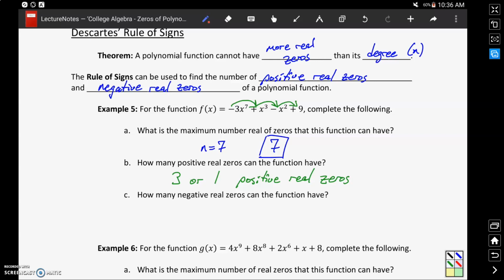To apply the rule of signs to tell us about the negative real zeros in part C, we need to start off by evaluating f of negative x, which in this case would become 3x to the 7th power, minus x cubed, minus x squared would remain unchanged, and plus 9 would remain unchanged. Then we apply essentially the same idea that we did in part B. We count the number of times the sign changes, which in this case now is only 2. That means this function can have either 2, or if we subtract 2 from that, we get down to 0, negative real zeros.